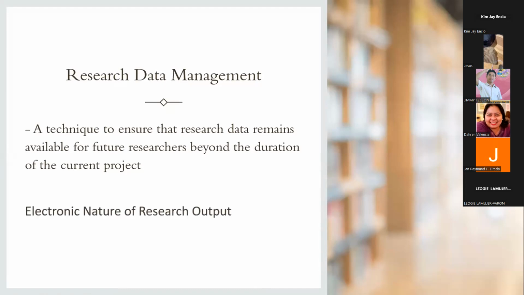And electronic nature of research output. So most of the outputs are, although not the whole book, but most of which are published online. May electronic copies na. But only a small fraction is made visible or made available for the public. And we can actually reuse potential of data. So this emphasizes that data collected for one project can potentially support future research initiatives.